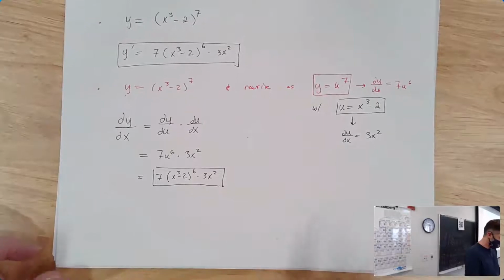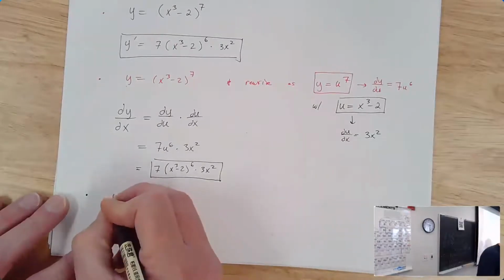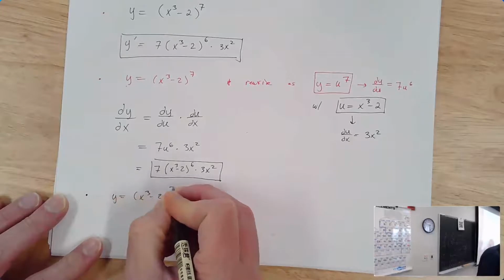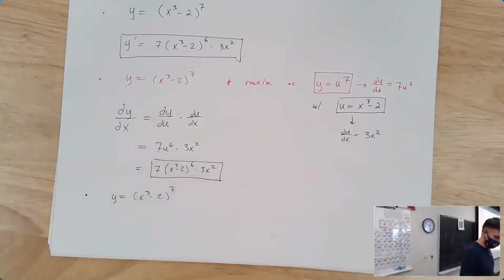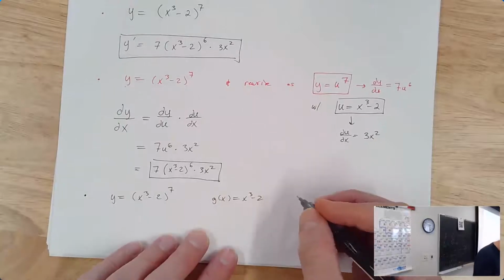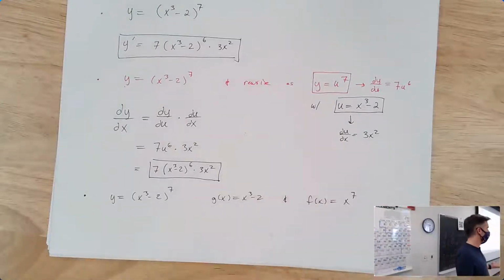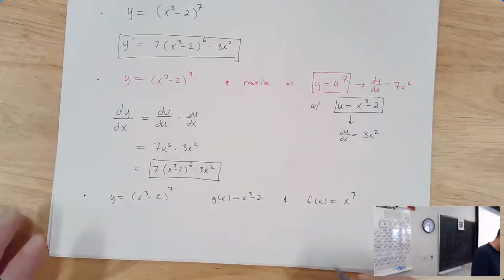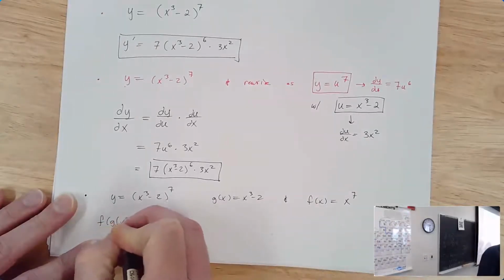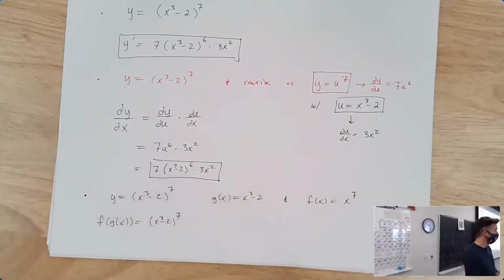The other way of writing the chain rule, do I have enough room? Yeah, probably have enough room here. Is where we use g instead. So we're going to say that for y equals x cubed minus 2 to the 7th power, we're going to call the inner function g of x. So g of x is x cubed minus 2. And we're going to call the outer function f of x. So f of x is x to the 7th. Although some people say it's f of u or f of g, depending on what they do. But this is pretty standard. So if we look at this, it's true that f of g of x is x cubed minus 2 to the 7th power. We're plugging in x cubed minus 2 into the function f, which is being raised to the 7th power.